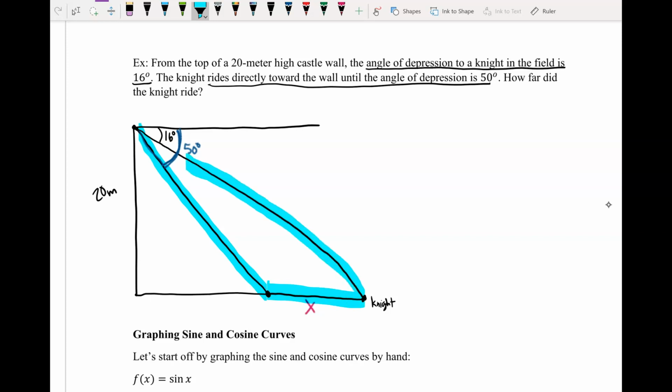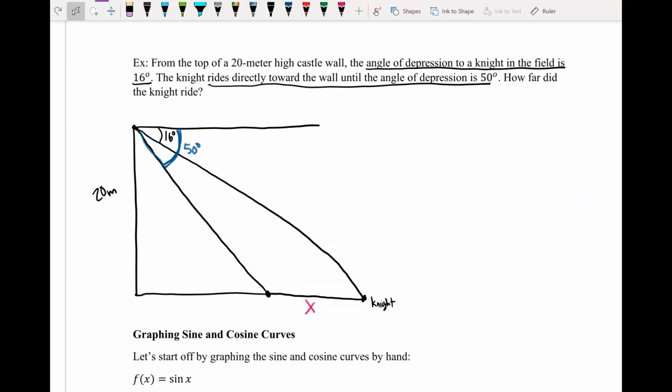So I can't quite use SOH CAH TOA here. I can't. It's just not possible. So instead, I'm going to do something a little different. How can I use right triangle trigonometry to try to figure that out? Because you can definitely do it with the law of sines and cosines, but we're not there yet.